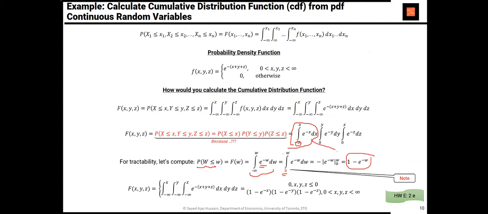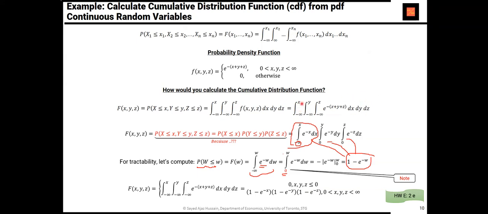So the answer to this would then be 1 minus e to the power minus x. This one would then be 1 minus e to the power minus y, 1 minus e to the power minus z, and so forth. And that's exactly what I've done over here. So the CDF is exactly what you see over here, right? Pretty straightforward. So you could have done it like this.